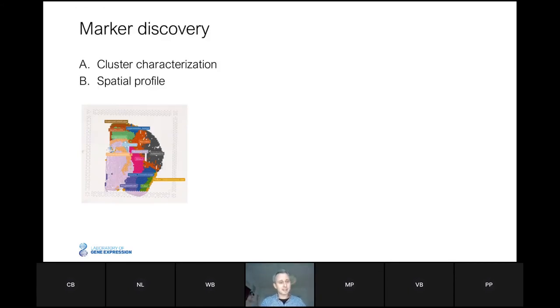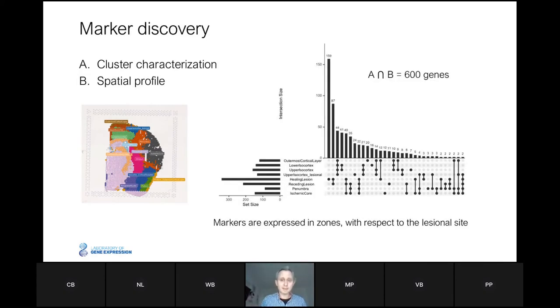When we have this initial clustering, of course we wanted to know what the marker genes of these different regions are, particularly of the lesion site. So we used two different approaches. We first calculated the markers of each cluster as is classically performed in single cell RNA-seq, but we also calculated the differential expression using the spatial position. Using these two approaches, we got approximately 600 genes which were shared between those markers. Using quite a simple analysis of these overlaps, we were able to identify genes which are expressed in just one part of the brain or one part of the lesion, for example, healing lesion or penumbra, or which are shared by different regions. That's something we are currently investigating.